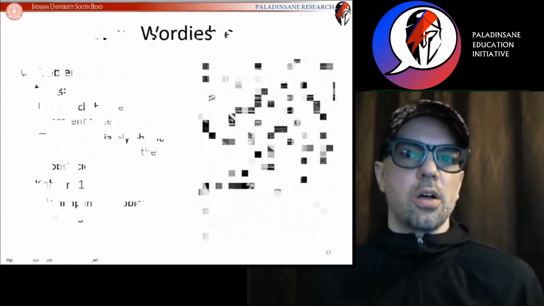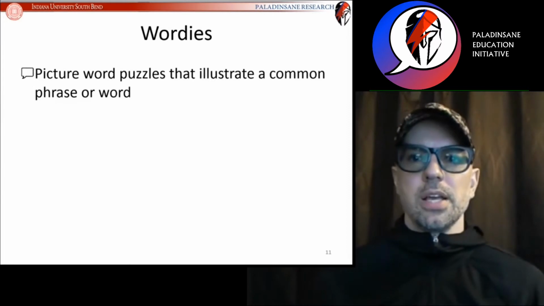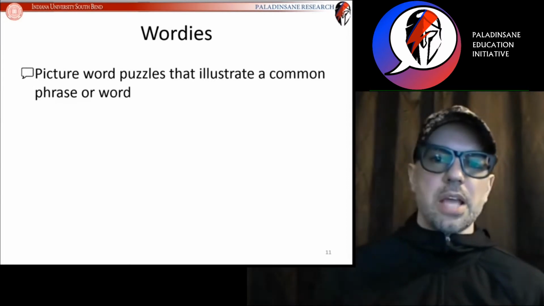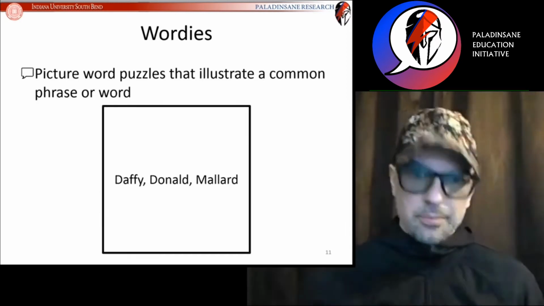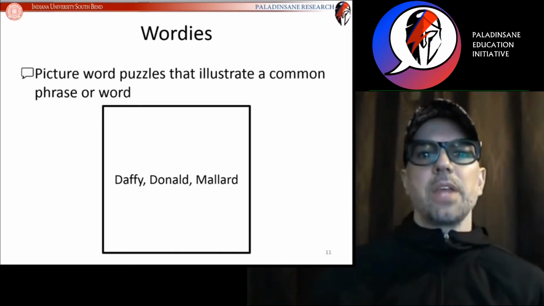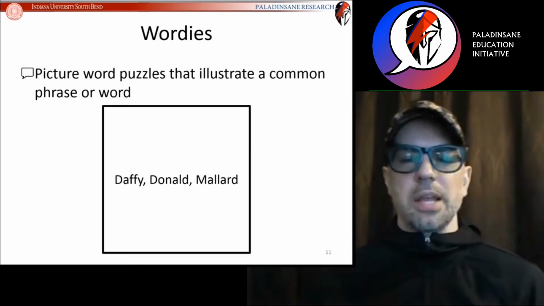So the problems are called Wordies. And what these are, they're picture word puzzles. They'll illustrate some common phrase or word. All right, so the example that I'll show you to let you know how these work. So here we have a picture. Whatever's in the box is the picture word puzzle that you're trying to solve. And here we have Daffy, Donald, and Mallard.